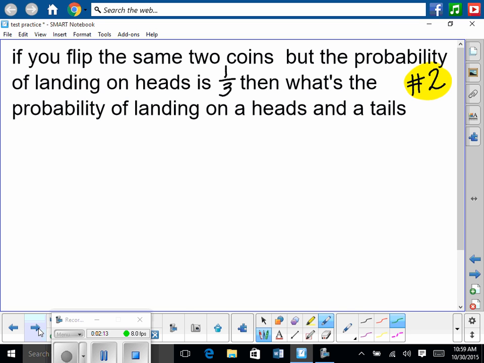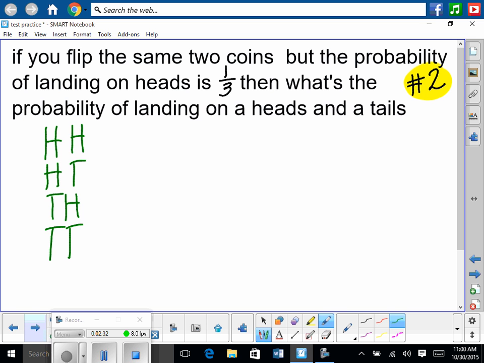Okay, so it says you flip the same 2 coins, but the probability of landing on heads this time is 1/3. Then what is the probability of landing on a heads and a tails? So first of all, we'll use the same tree diagram as above and list out our sample space. So we have heads, heads, heads, tails, tails, heads, and tails, tails.